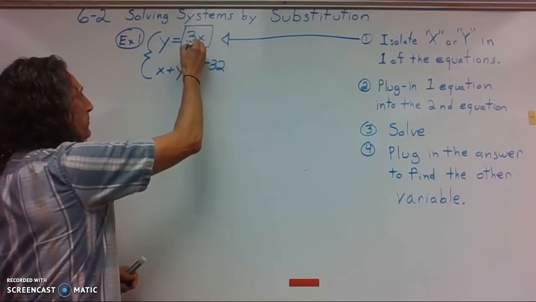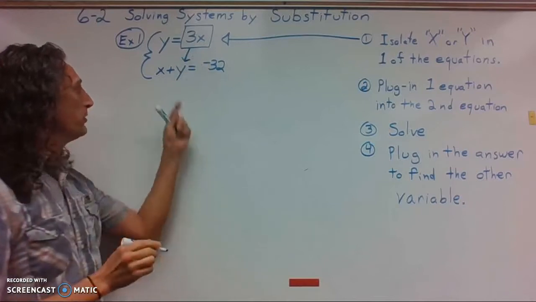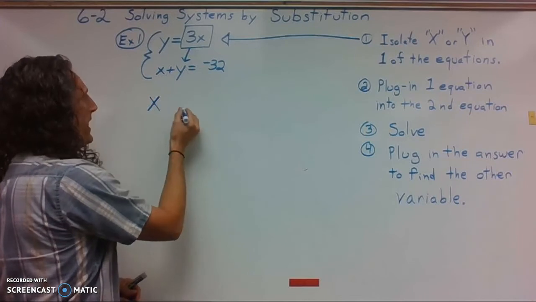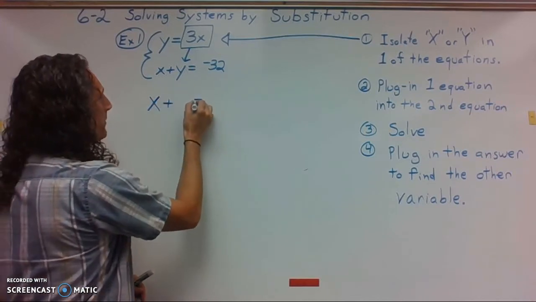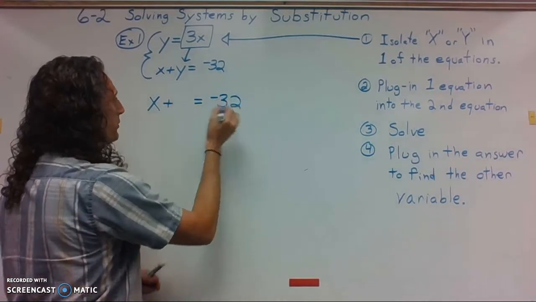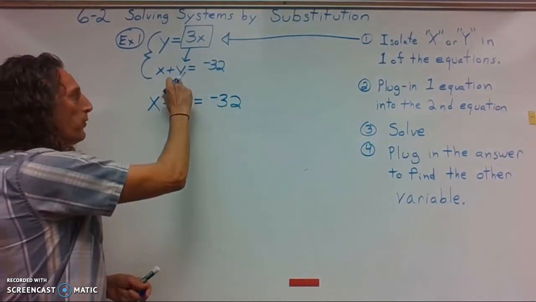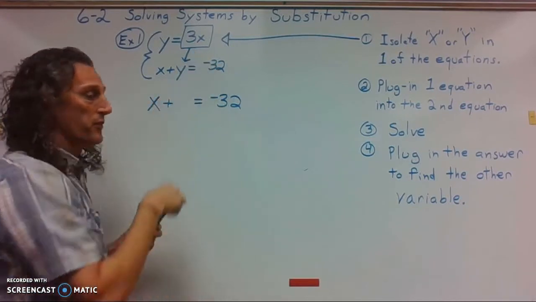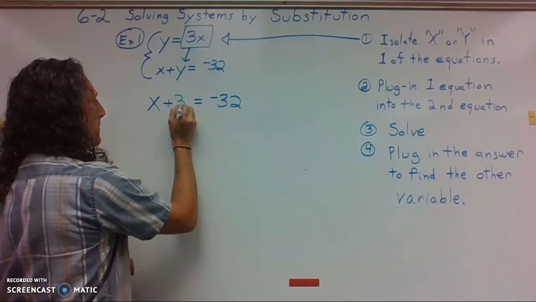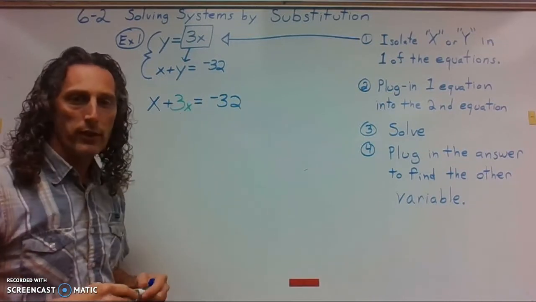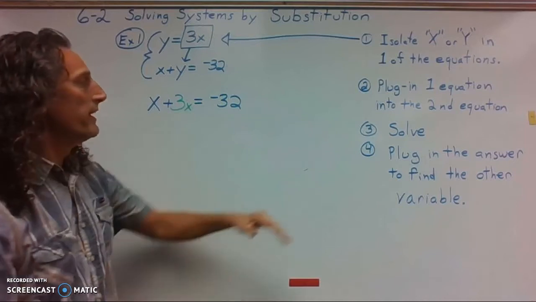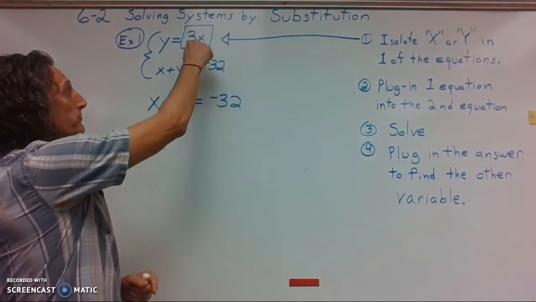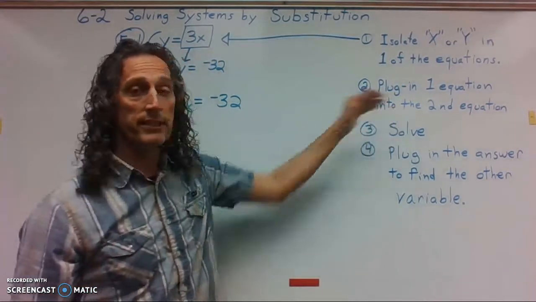And then we're going to plug it in for step number 2 into this y. So let me rewrite this equation. So we go x plus, put my negative 32. But again, what am I going to put here for my y term? I'm actually going to substitute in this 3x. So I substitute in that 3x. So guess what? That was what step 2 was. Plug in the one equation, the 3x, into the second equation.